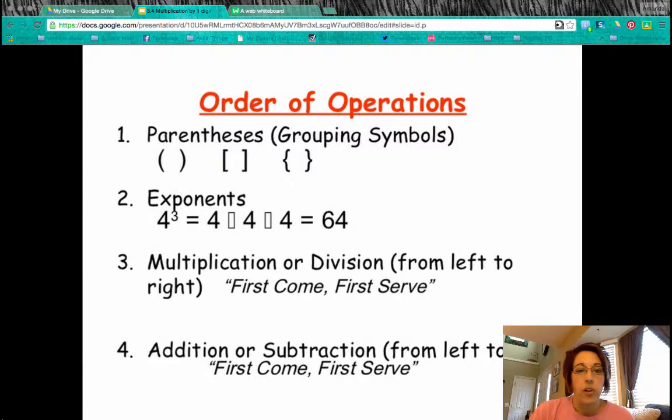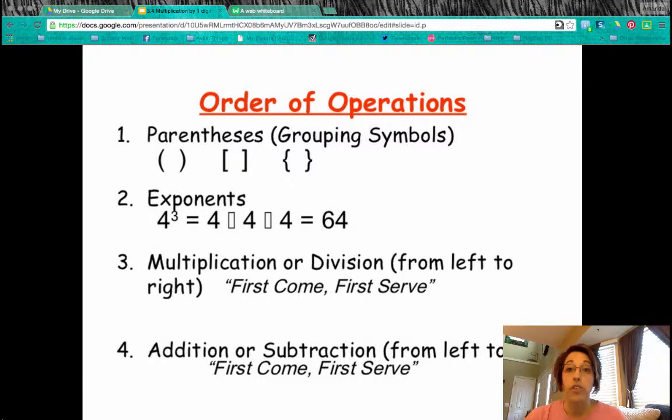We first start with step one, that is our parentheses or our groupings. We may have parentheses, brackets, or braces. We might have all of the above, but that's the first thing that you do in deciding what step to solve first. Our next step is the exponents.